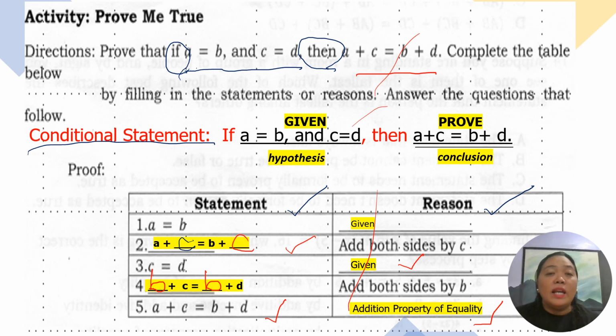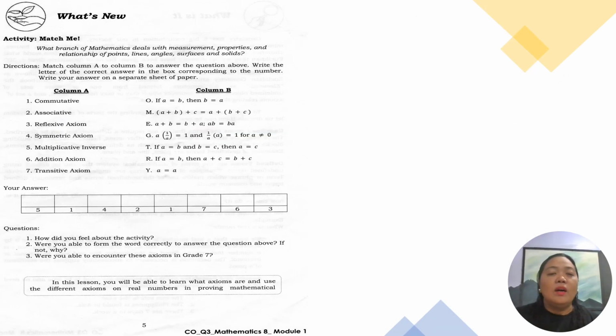So, is the activity Prove Me True clear to you now? Again, to prove a statement, we use statement and reason. And this is what we call direct proof because we use a two-column proof. On to our next activity.